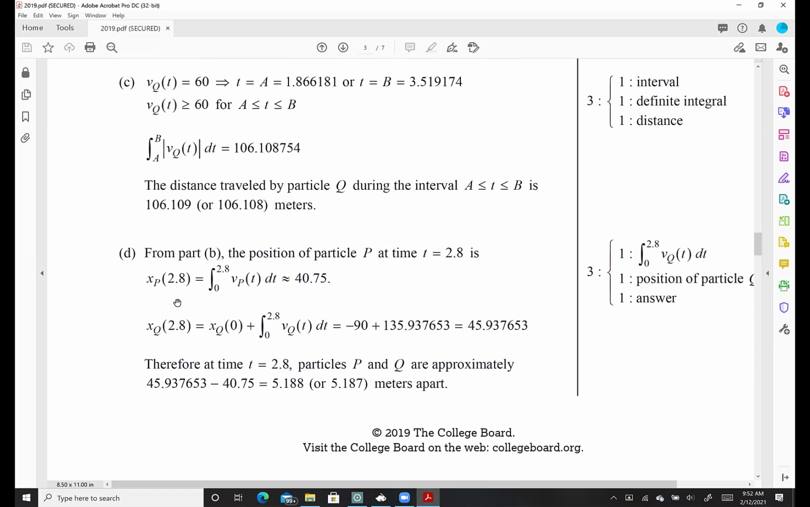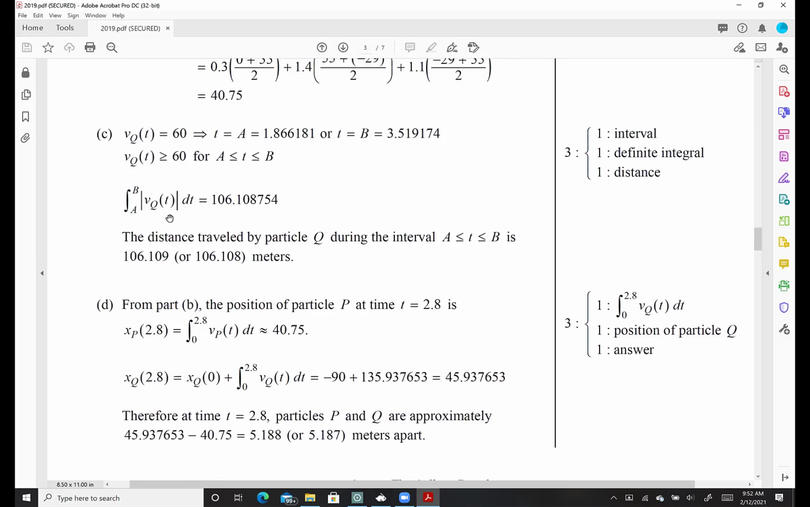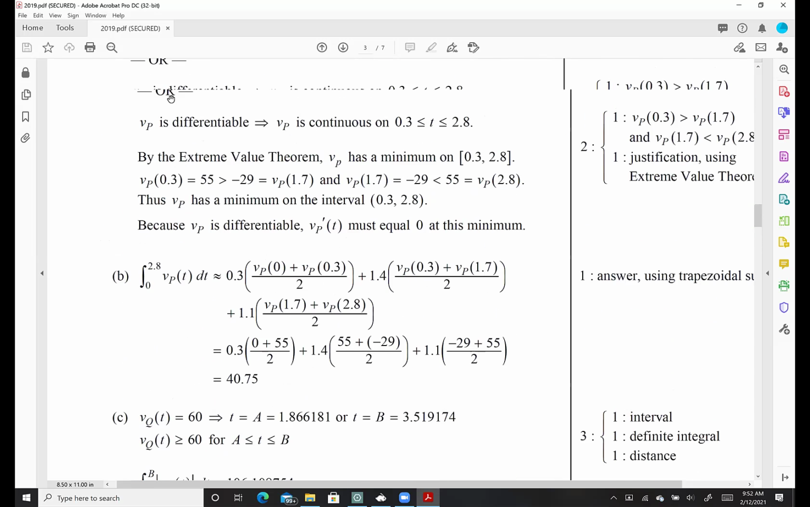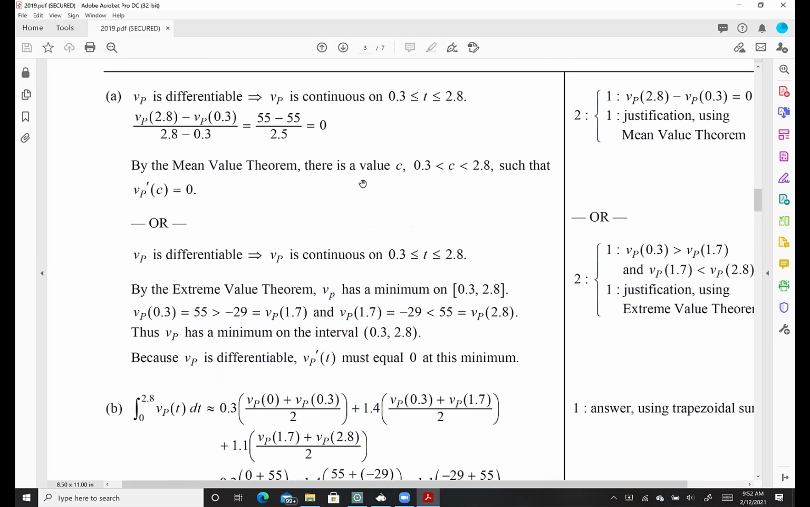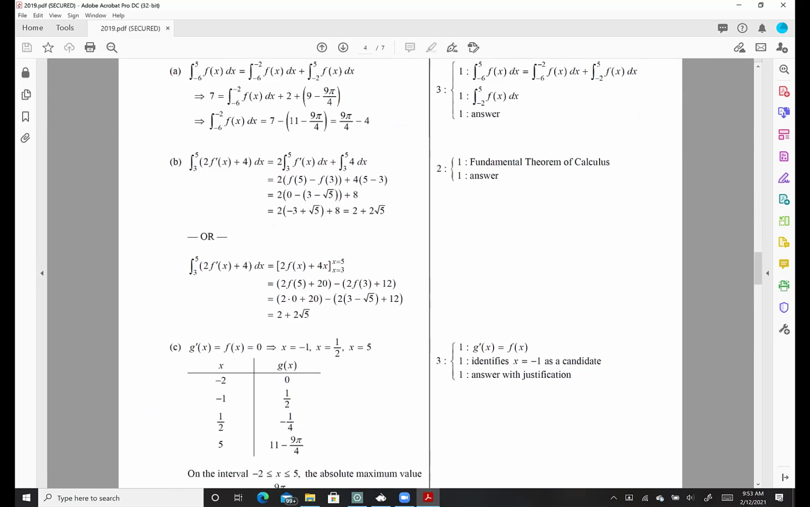And then look at letter D. It was worth 3 points. And look, they accepted both answers, 5.188 or 5.187. Notice they don't write paragraphs. They just write one little sentence. And then one little sentence. So they want you to write. You don't have to write a lot. For some of them, you wouldn't have to write, but yeah.